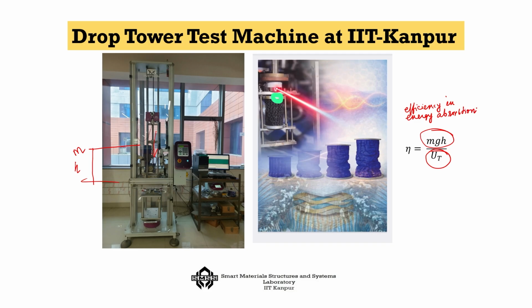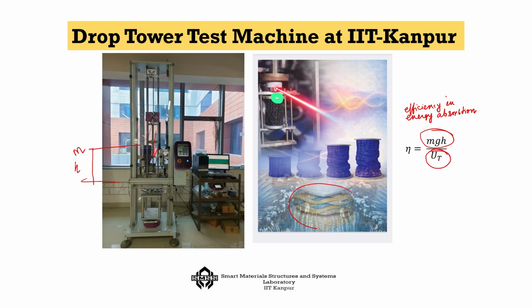So, a material which has a high energy absorption will dissipate almost the entire energy, the kinetic energy or the total potential energy that is coming in, so that it will completely dissipate. On the other hand, some materials will have an elastic rebound, so that they will not dissipate the entire energy.